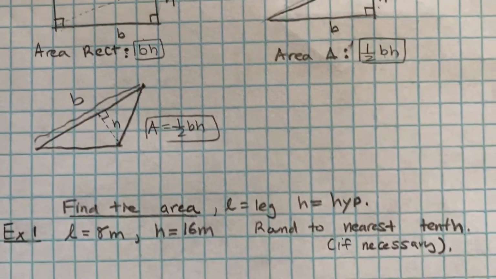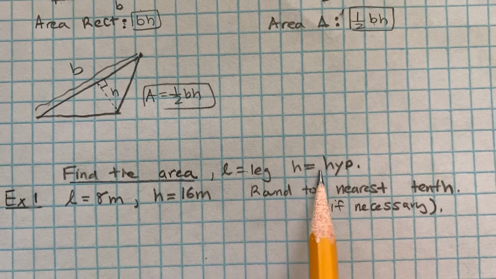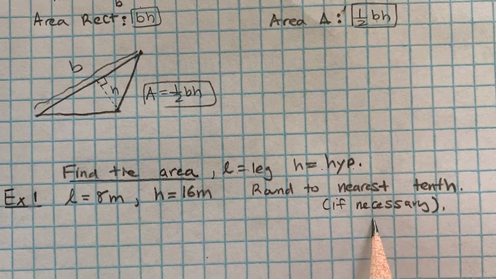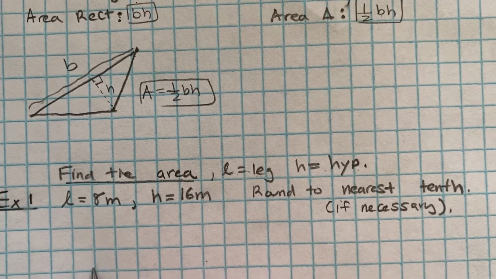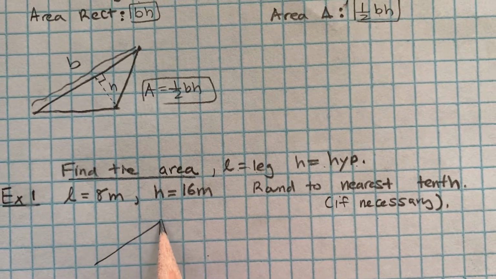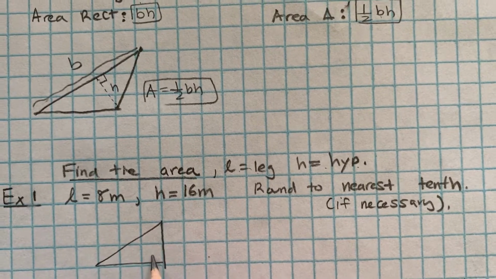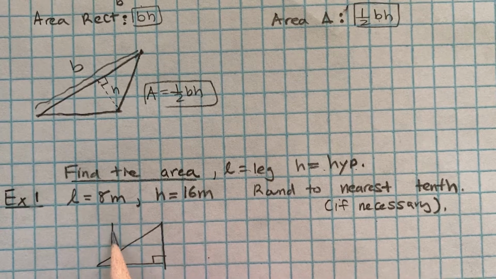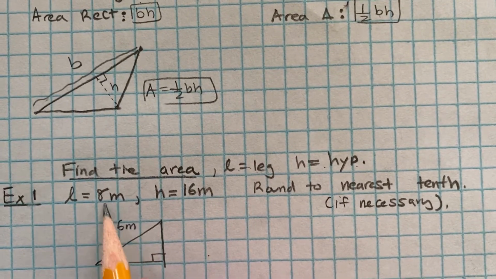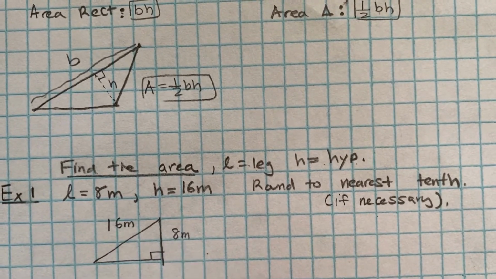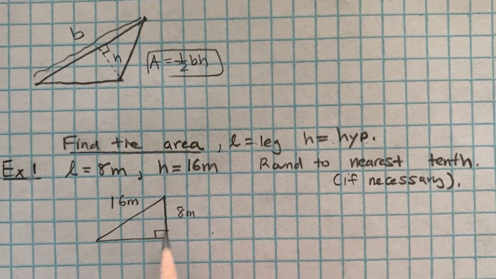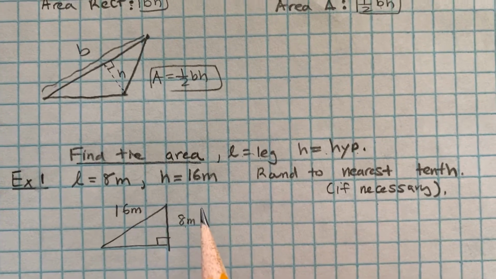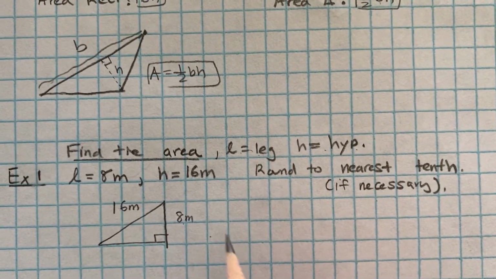Okay, so let's take a look. Given that L is the leg and H is the hypotenuse, find the area, round to the nearest tenth if necessary. And so, if you're a visual learner like myself, I would just draw the picture out. If they give you the hypotenuse is 16, and L is a leg, we'll call it 8 meters. It doesn't really matter if you call this 8 or that 8. Okay, so this is a right triangle, by the way. The problem stated it was a right triangle. I just didn't write it out. And you want to find the area.